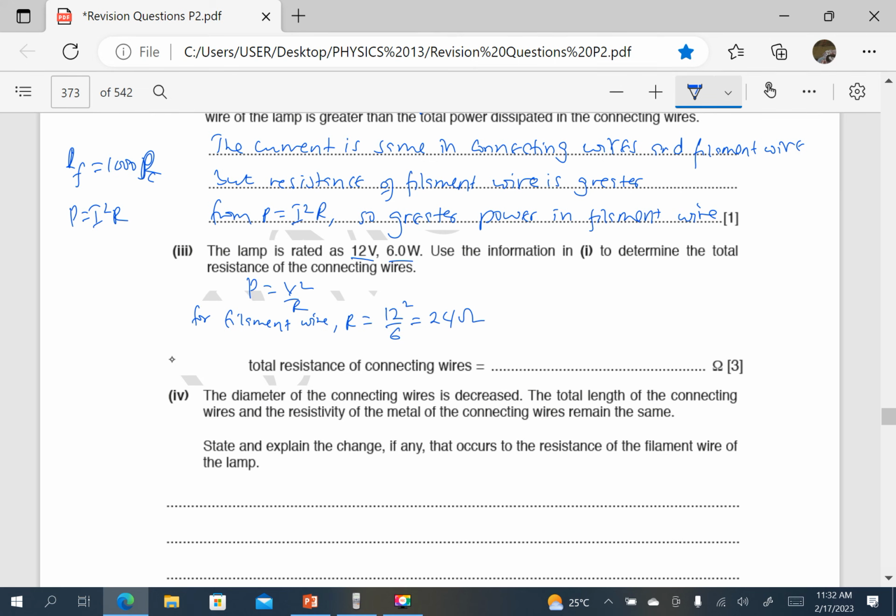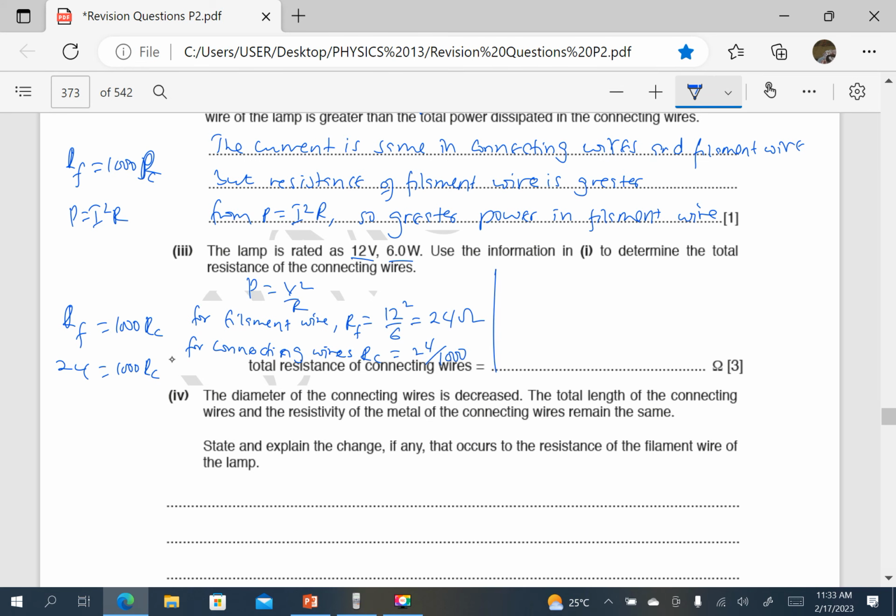And for the connecting wires, remember they are two on either side. The resistance of the filament is 1000 times the resistance of the connecting wires. So for the filament, if it is 24, then the other is 1000 times smaller. So the resistance for the connecting wires is going to be 24 divided by 1000.